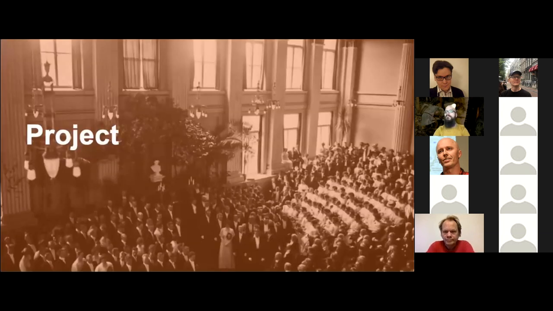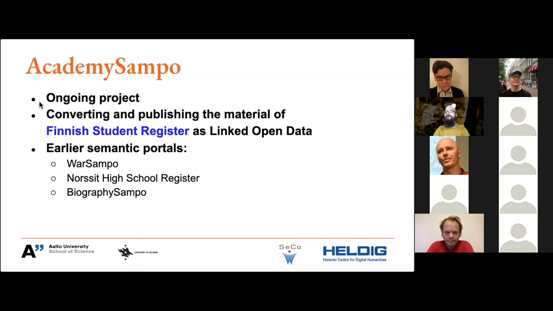The Academy Sampo project is an ongoing project started in the year 2019. The project aims at converting and publishing the material of the Finnish student register as linked open data. The project is a part of the Sampo series of portals and a continuation to our projects of historical people ontologies, such as War Sampo, Norssit High School Register, and Biography Sampo.